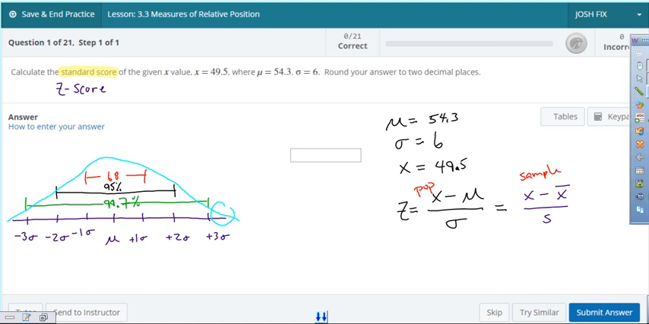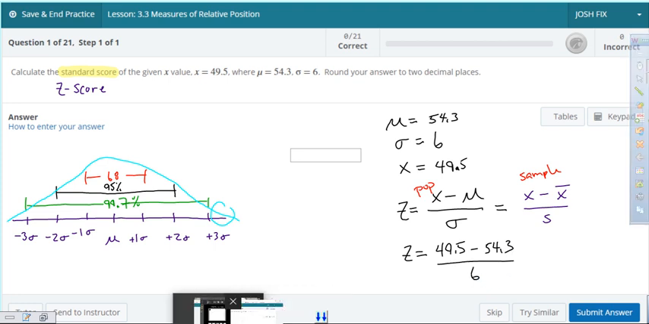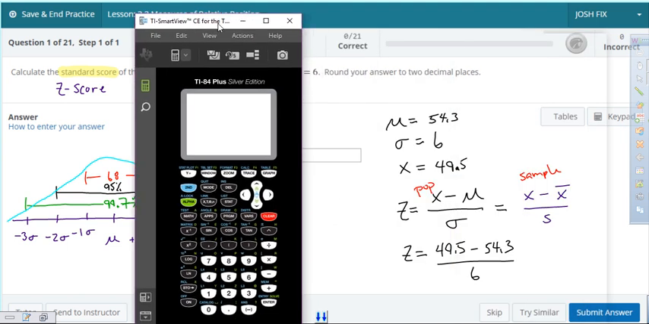So we plug in what we know. Our z is equal to 49.5 minus the mean, which is 54.3, divided by the standard deviation, which is 6. We pull up our calculator. What I recommend is to go ahead and do the subtraction in the numerator first. I'll show you a couple ways. So 49.5 minus 54.3.